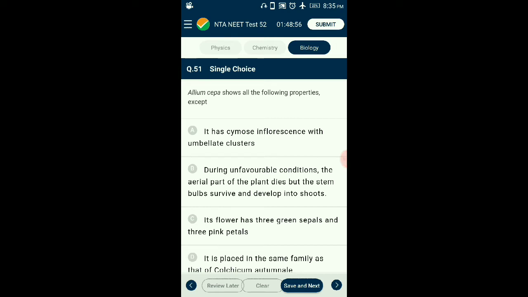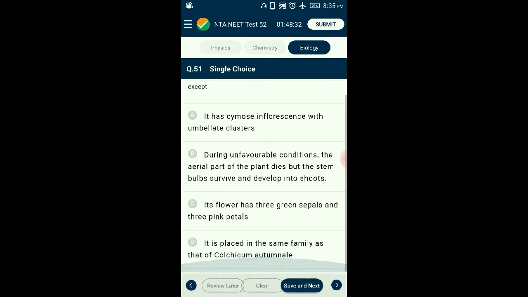During unfavorable conditions, it forms fleshy structures called bulbs for storage of food in the scale leaves. It is placed in the family Liliaceae, in which Colchicum autumnale is also placed. In its flowers, the petals and sepals cannot be differentiated. This whole is called perianth and it is made up of tepals. So the answer for this question is option C.